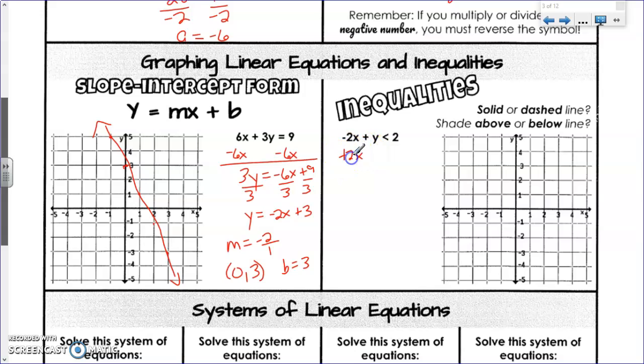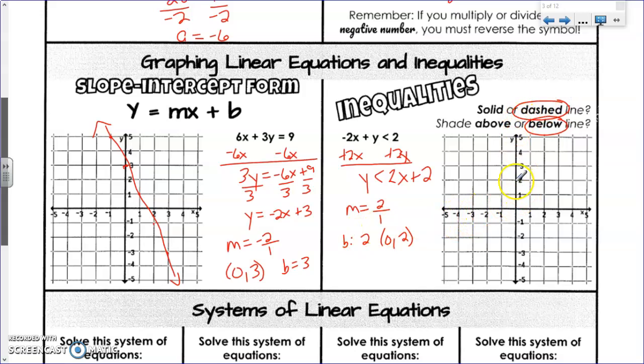All right, add 2x to both sides here. So I get y is less than 2x plus 2. M equals 2. This is positive 2. Our b is 2, so that's 0, 2. Since it's less than, it's going to be below. And then it's not equal to, so it's going to be dashed.